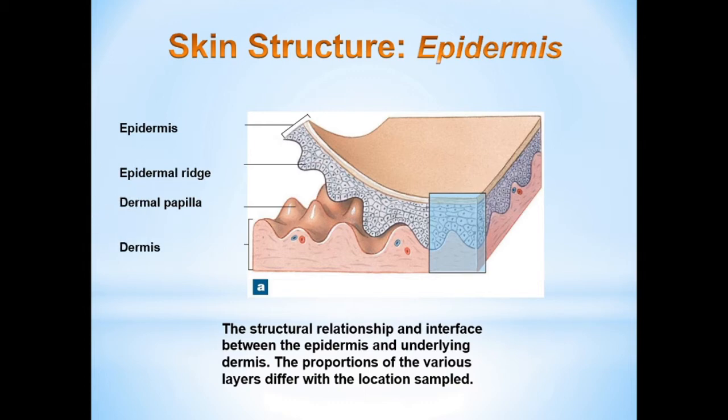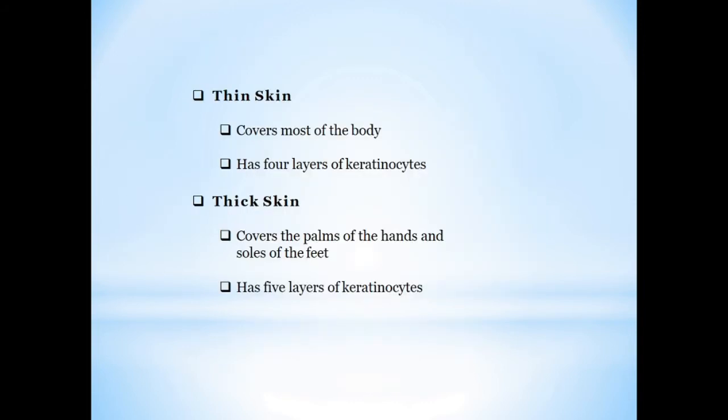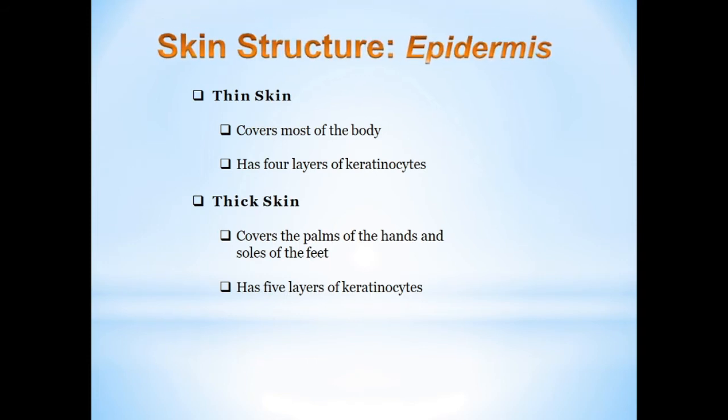This layer is the dermal layer, which is present below the epidermis. Now, we will see thin skin versus thick skin. Thin skin covers most of the body parts, and this thin skin has 4 layers of keratinocytes. This has to be remembered.